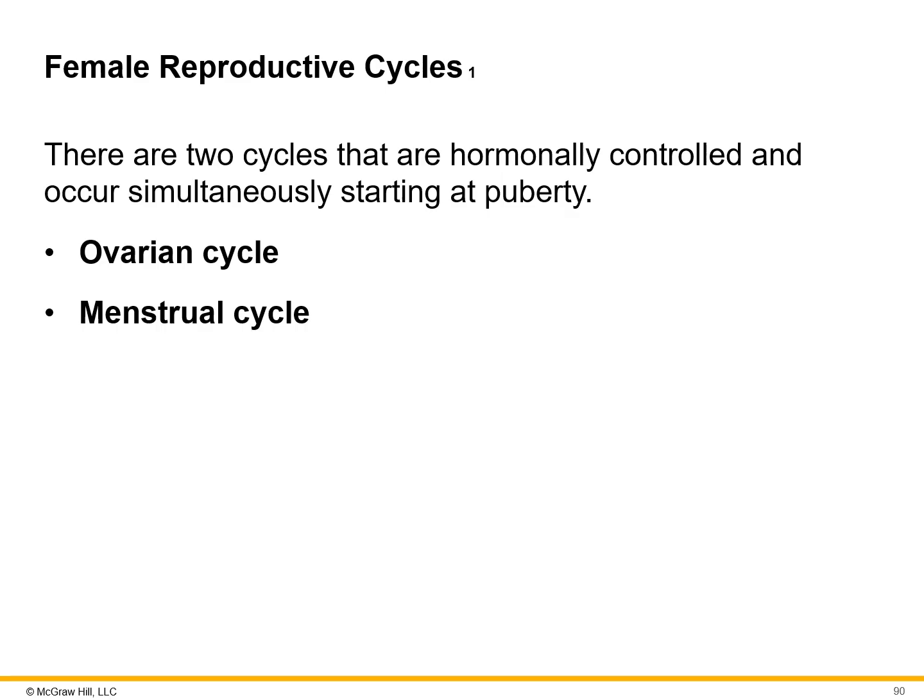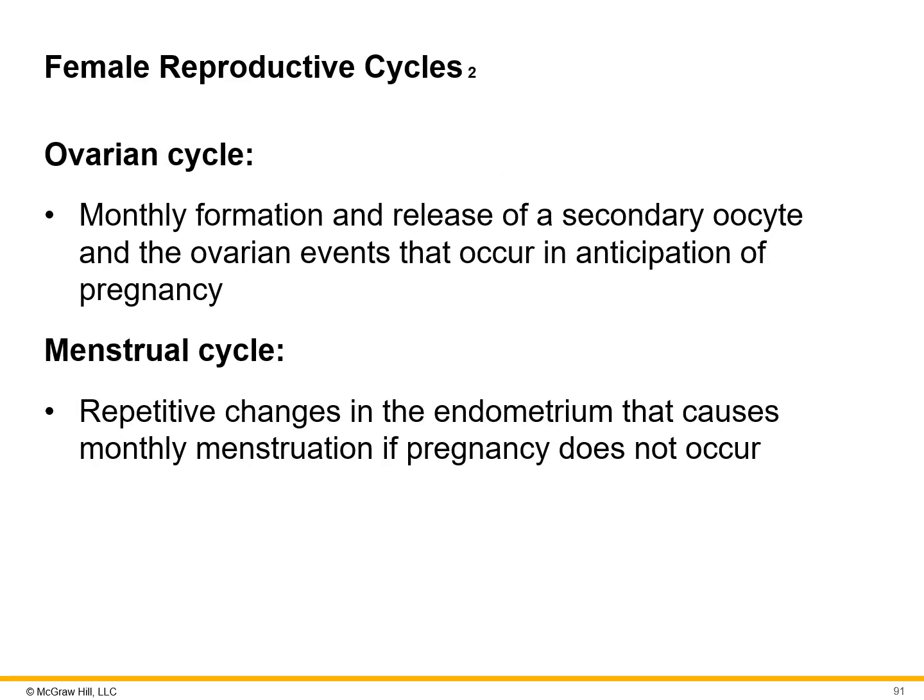Okay. So with your female reproductive cycle, there are two cycles that are hormonally controlled, and they occur simultaneously starting at puberty. That is your ovarian cycle and your menstrual cycle. Okay. So the menstrual cycle, that is every what, 28 days? Hopefully you don't have it more than that. And it's repetitive changes in the endometrium that causes that monthly menstruation if pregnancy is not occurring. Okay. The ovarian cycle is again also monthly. It's a formation and it also releases that secondary oocyte, and then the ovarian events that occur in anticipation of a pregnancy. So I say all that to say this: your body every month is getting ready for you to possibly get pregnant. Okay.